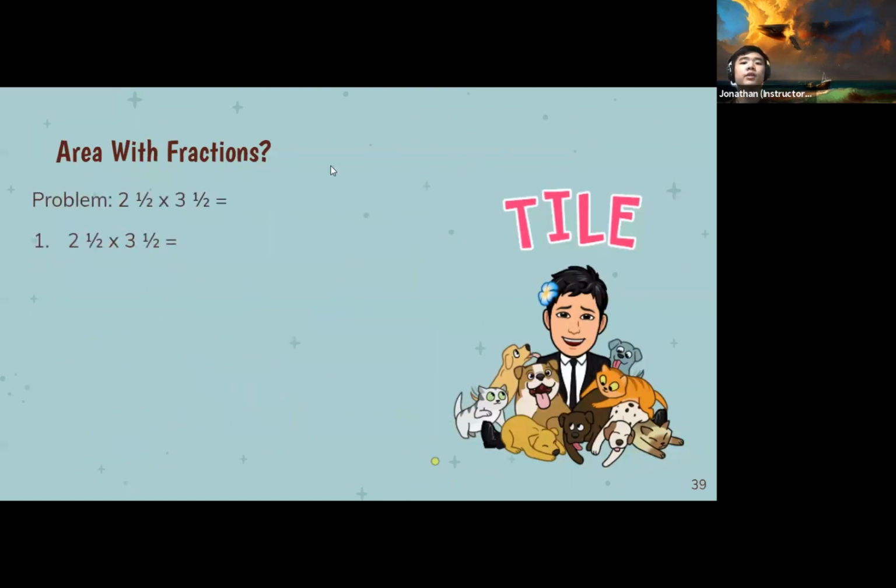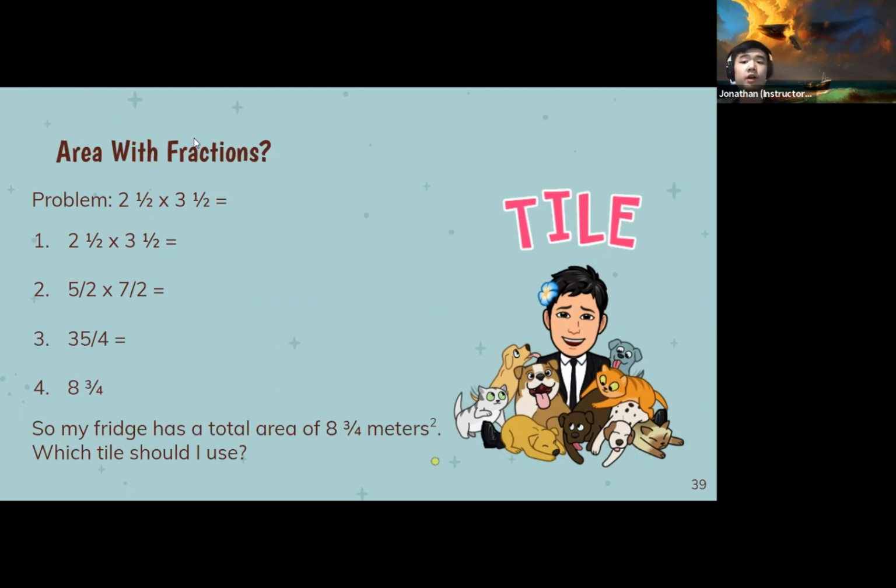So first, I want to find the area, which is 2 and 1/2 times 3 and 1/2, which is converted to 5/2 times 7/2, which is 35/4, which is 8 3/4. So that's my area, right? My fridge has a total area of 8 3/4 meters squared. So which tile should I use?